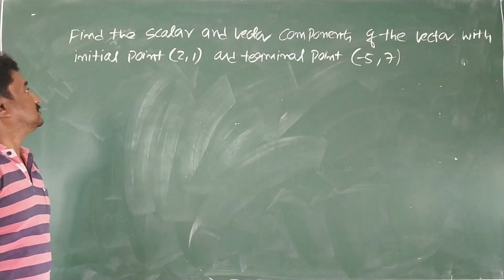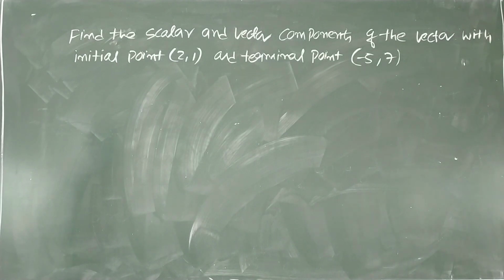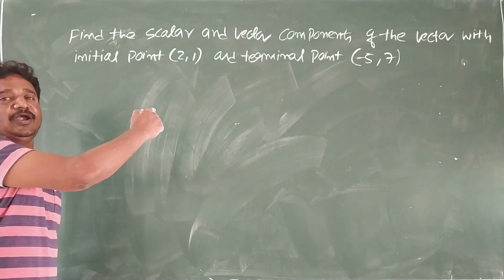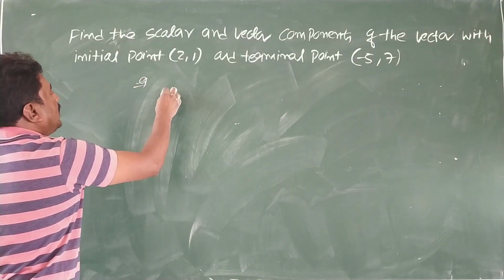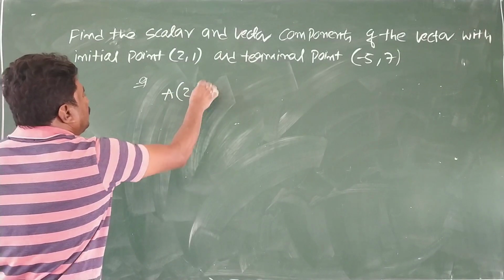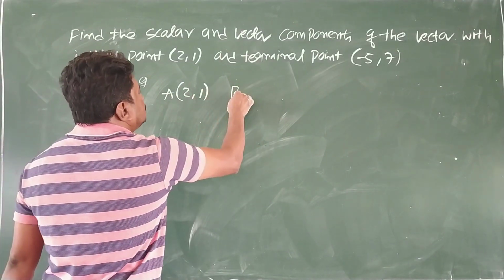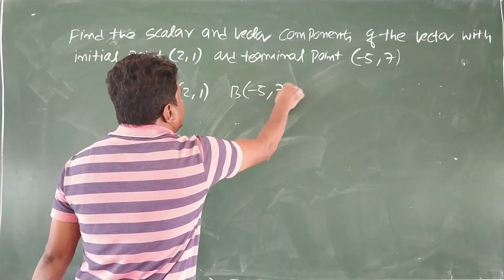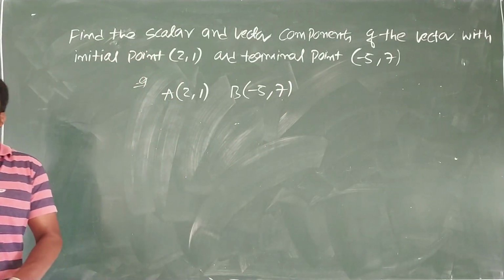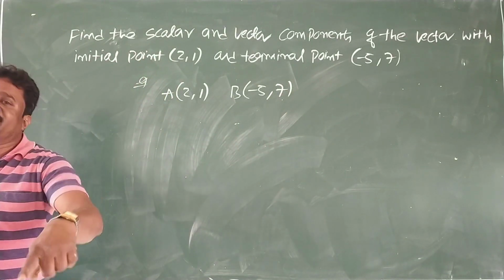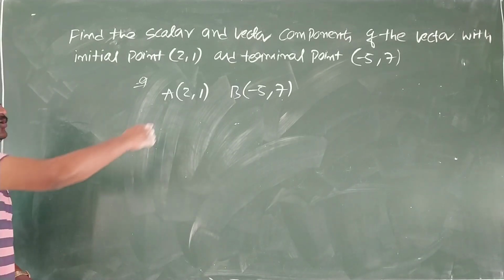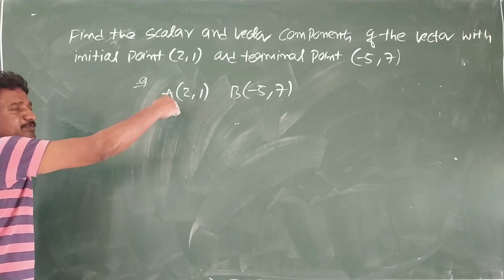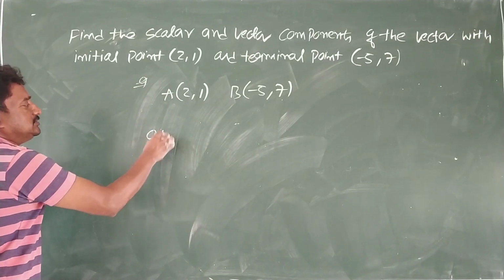Find the scalar and vector components of the vector with initial point given, terminal point given, starting point and end point given. You name the starting point as A, 2, 1. You name the end point as B, minus 5, 7. In vectors, you know how to change points into vectors. How do you change this point into a vector? Position vector, vector OA.